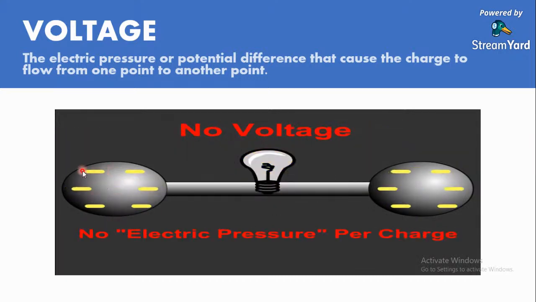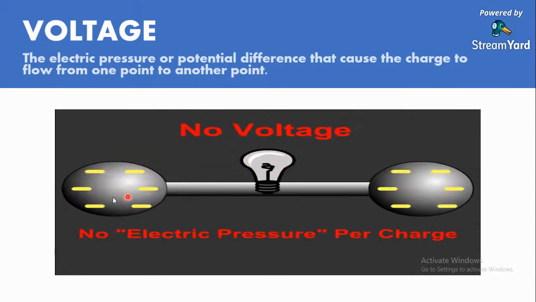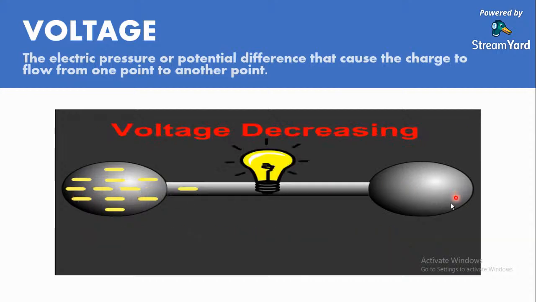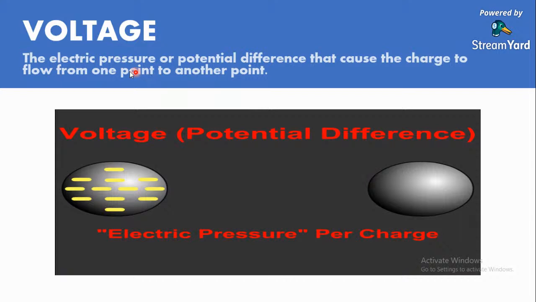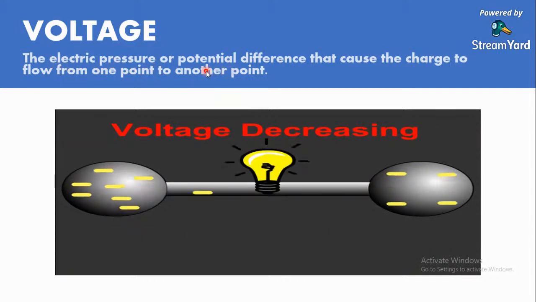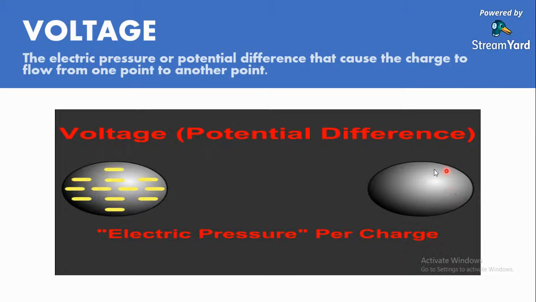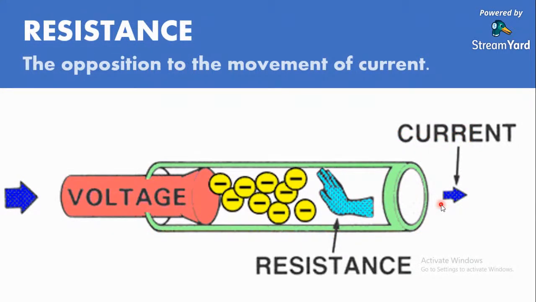Yung mga kulay yellow na yan, let's say, ayan yung mga electrons or yung mga charges. Because of the voltage, napupunta siya dito to another direction. So, yun yung ating voltage. Yung electric pressure or yung potential difference from one point to the resistance. When we say resistance, from the word itself, nagre-resist.